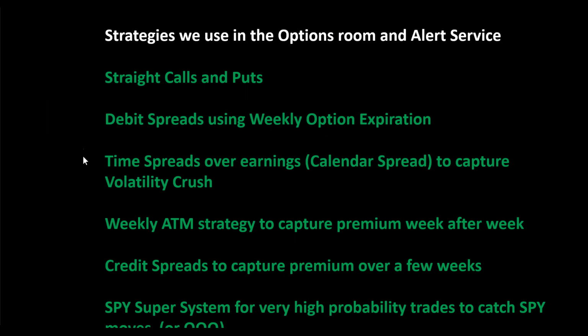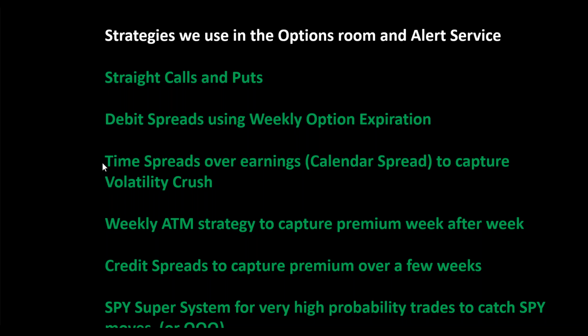Okay, the strategies that we use in the room, relative to options, I do straight calls and puts a lot. There's going to be a lot of straight calls and straight puts. This is probably 70% of our trades. I do use debit spreads, and I use weekly options expiration to do debit spreads. I do something called a time spread over earnings. It's a calendar spread. This is a non-directional trade that captures volatility crush when the earnings come out.